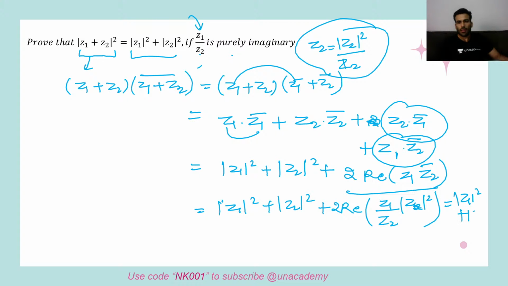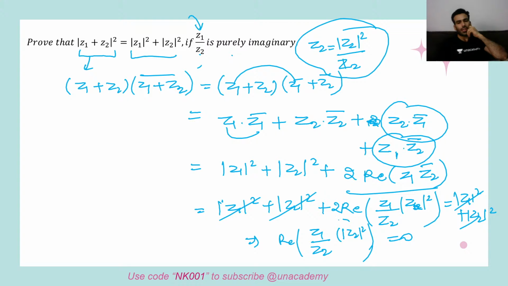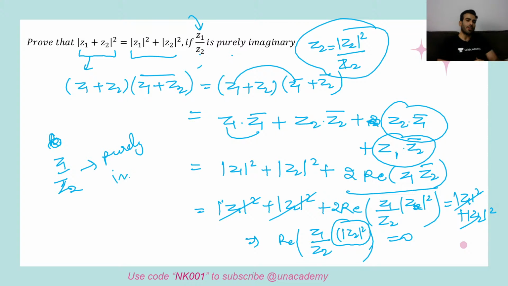This. If that is the case, this will cancel out. What do we have? I'll have real part of Z1 by Z2 into mod of Z2 square is equal to what? 0. Correct. Now, as I told you, this is not related to argument. This is an absolute value. So real part of Z1 by Z2 is 0. What does that mean? That means Z1 by Z2 is what? It's purely imaginary. That's it.